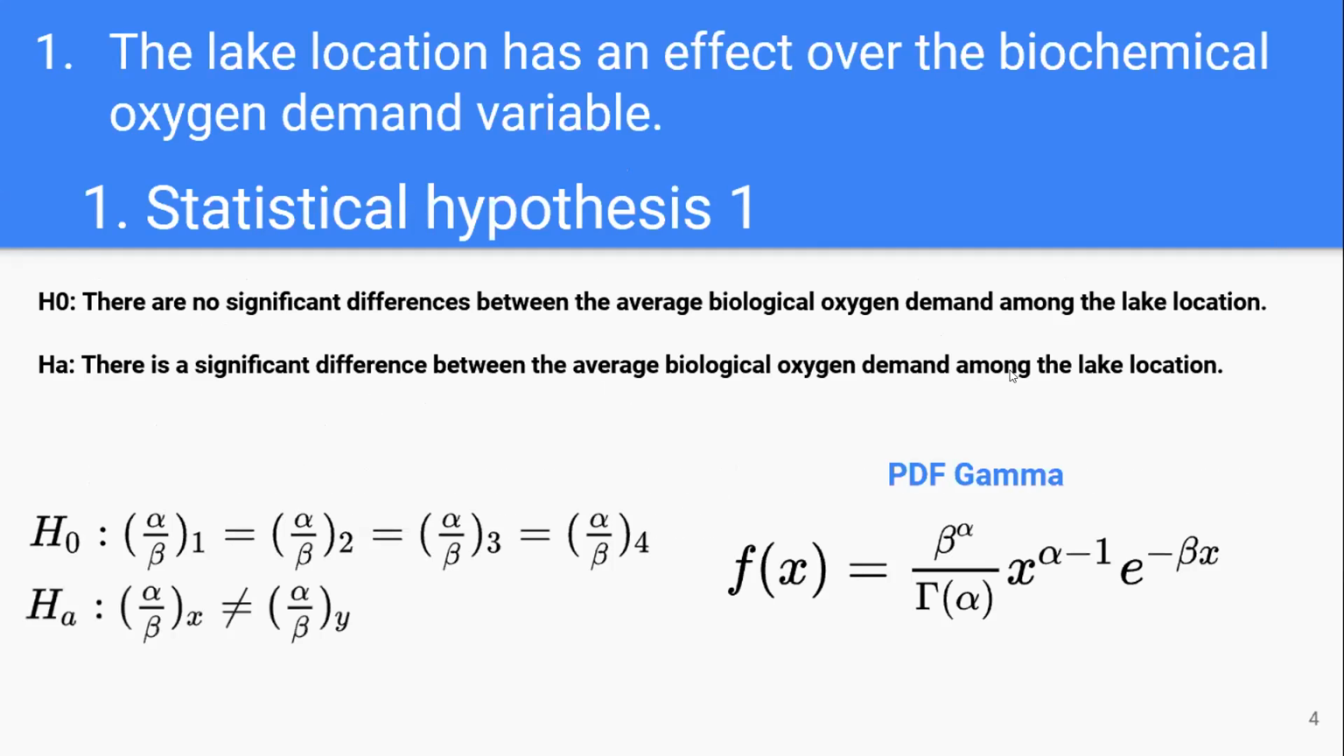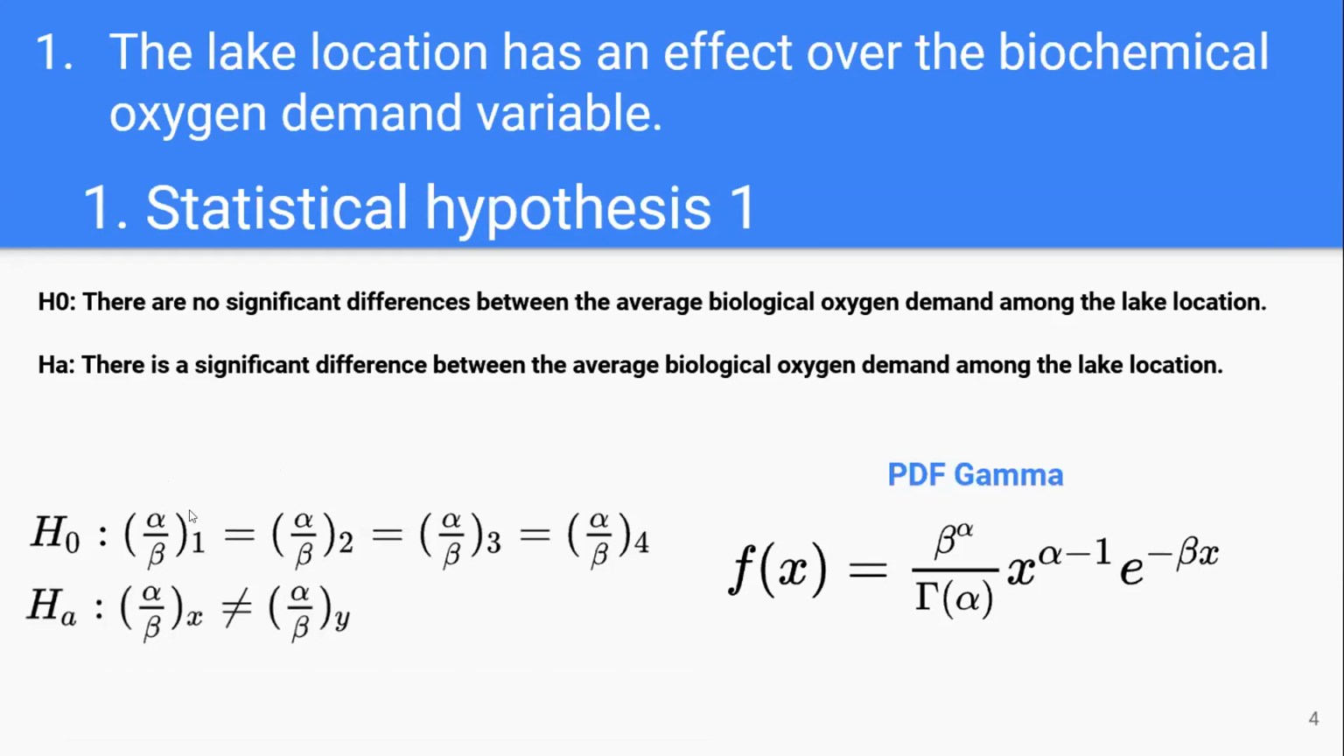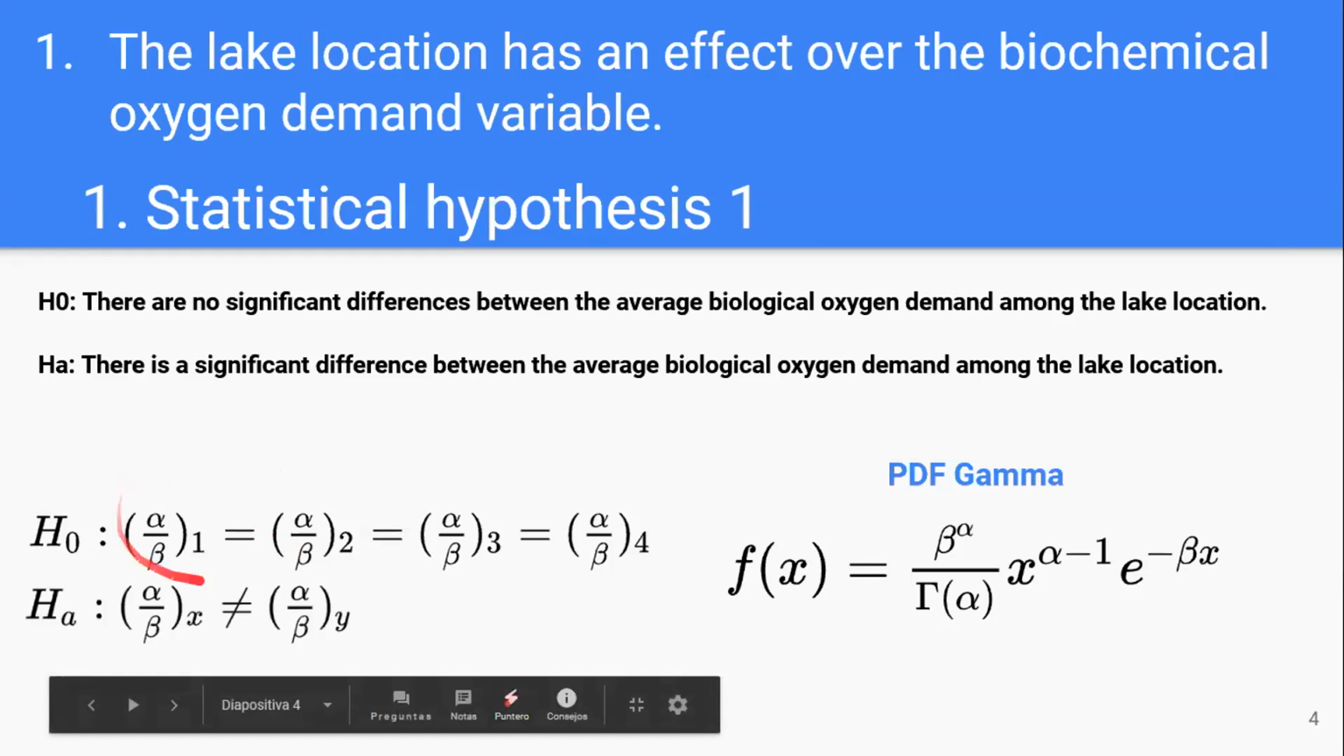Well, regarding the first scientific hypothesis, we stated our first statistical hypothesis, which is that the null hypothesis says that there is no significant difference between the average biochemical oxygen demand among the lake locations, while the alternative hypothesis says that there is a significant difference between this variable, the average BOD, among the lake locations. Here we're comparing the mean BOD value of the 4 stations in the lake, as we said before. And here are the mean 1, mean 2, and so on, and the alternative hypothesis.